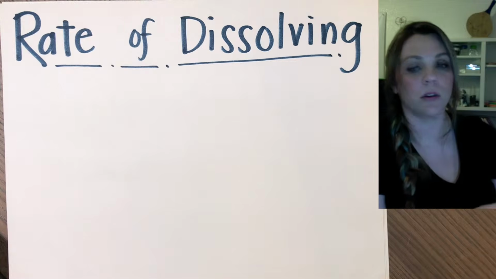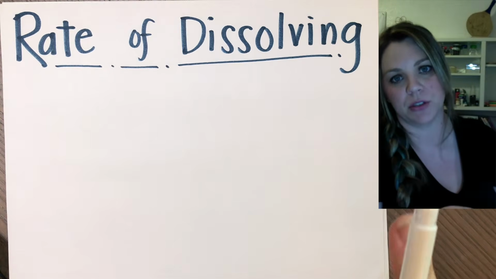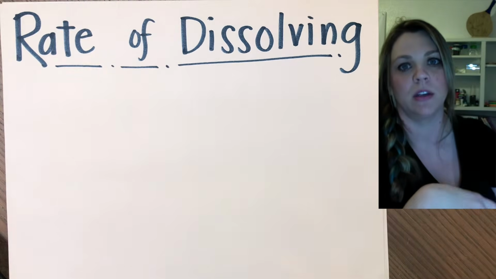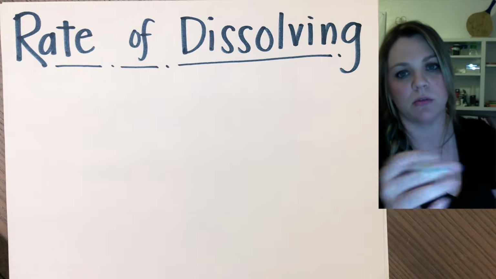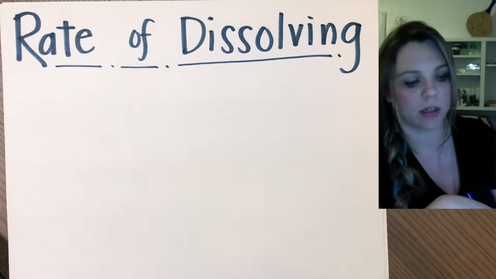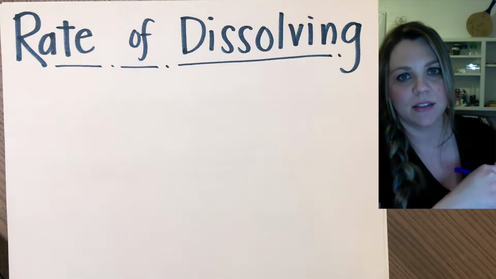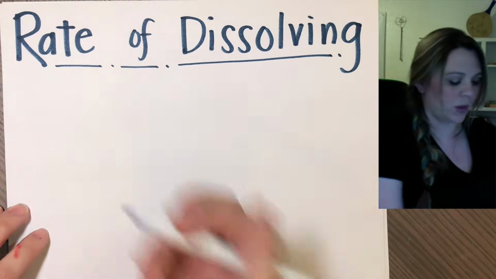Okay, so rate of dissolving has nothing to do with how much solute is going to dissolve. That has to do with the solubility curve and, again, how much of whatever given solute you can dissolve in a solvent, typically water. This is just talking about the rate. So how fast can I get the solute to dissolve, not how much?